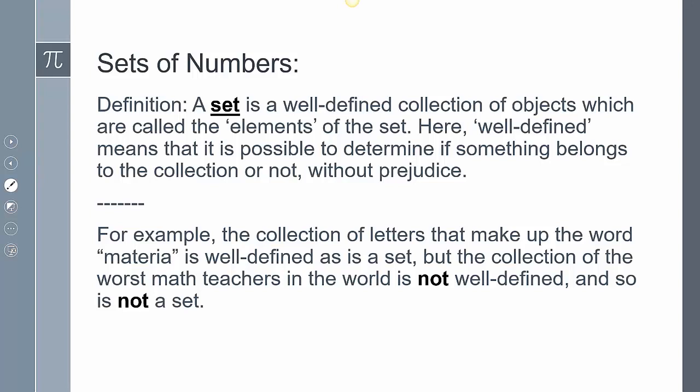There's no, well, maybe it's part of it. It is or it isn't, yes or no. So an example here, it says the collection of letters that make up the word materia is well defined as a set, but the collection of the worst math teachers in the world is not well defined, and so is not a set. And the reason is because there's an ambiguity in the sense of what makes the worst math teachers in the world. Some people might say it's this, some people might say it's that. I mean, you know, there's no well-defined features. But here, the well-defined feature is the collection of letters. Well, the letter M is either in the set or it's not in the set. In this case, it is. Is Z part of that set? No.